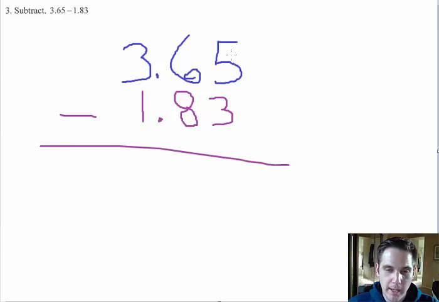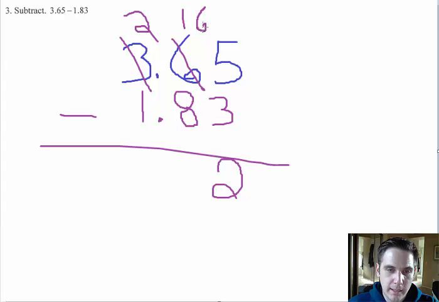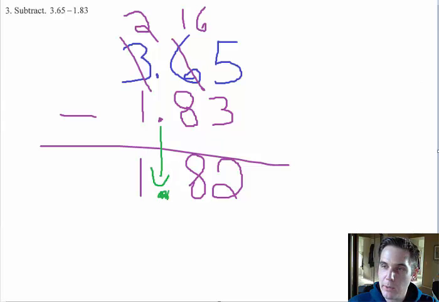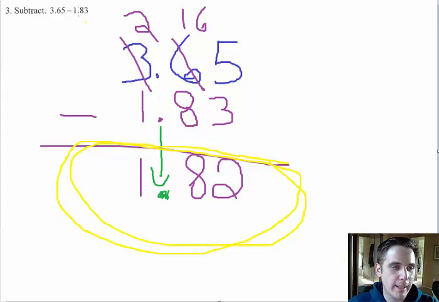So we can start subtracting. 5 minus 3 is 2. 6 minus 8, can't do that. Borrow from the 3 for a 2. That becomes 16. So that means 16 minus 8 is 8. And 2 minus 1 is 1. And, of course, let's bring that decimal right down here where it belongs. For a grand total of 1.82 is your answer. Whoa! Okay, next problem.